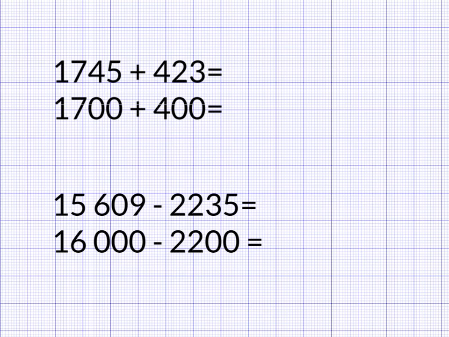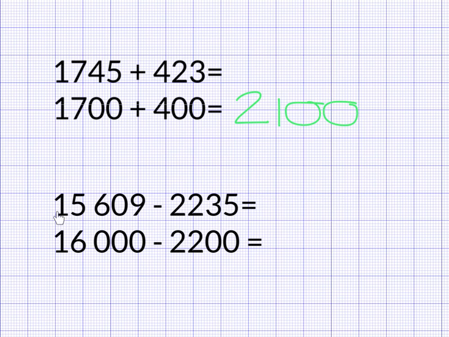Here are our final examples for today. So we've got 1,745 add 423. So this is going to get rounded to 1,700 add 400. So your answer is going to be 2,100.